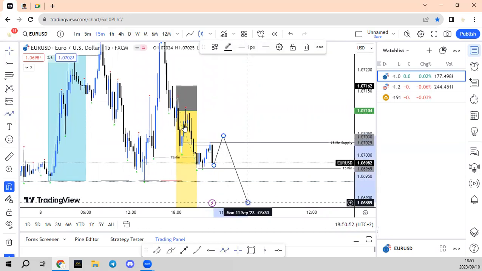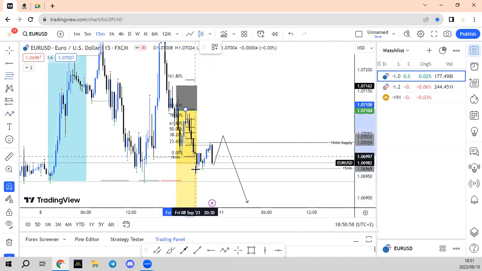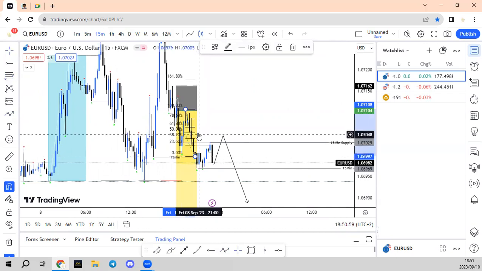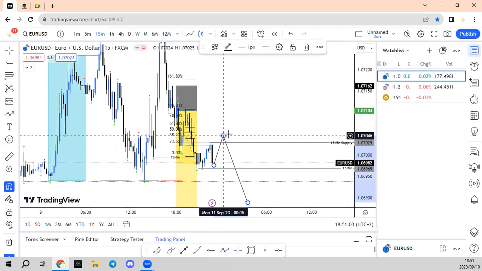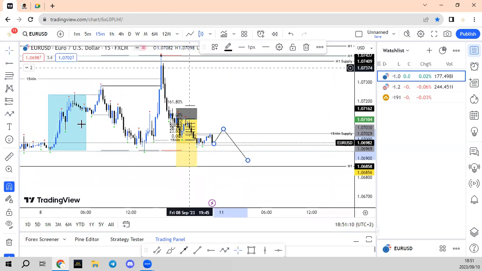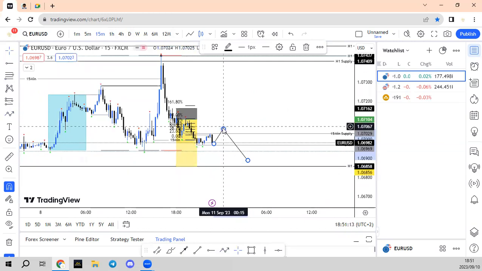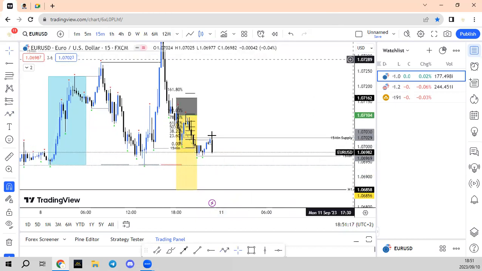Understand? So what I might look for is maybe a retracement of at least 50% before I make a decision. However, if it does this, I will try to formulate a sell, because the higher time frame is bearish. Only for that reason, I'll be looking for a sell once price does this.